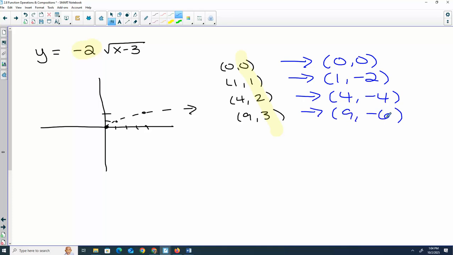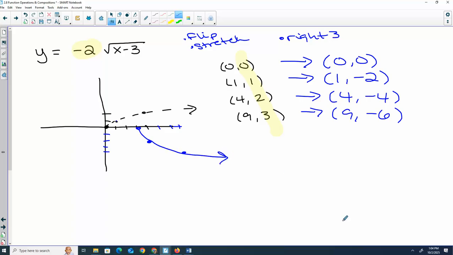Now, is that my entire transformation? No. The negative is flipping it, which we got. The 2 is stretching. What is that minus 3 going to do? So take our point, 0, 0, and then right 3. Okay, we said 1, 1 would move to 1, negative 2, and then right 3. 4, 2 is going to 4, negative 4, right? And your final graph from that.